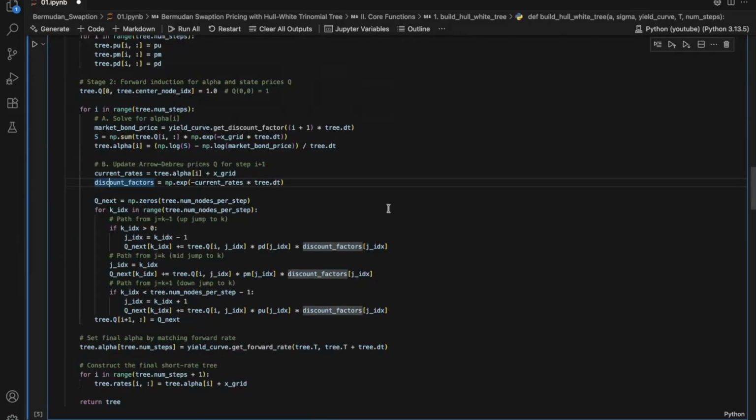As we move forward, we also calculate the Arrow-Debreu state prices Q, which represent the value today of $1 received in a specific state in the future.